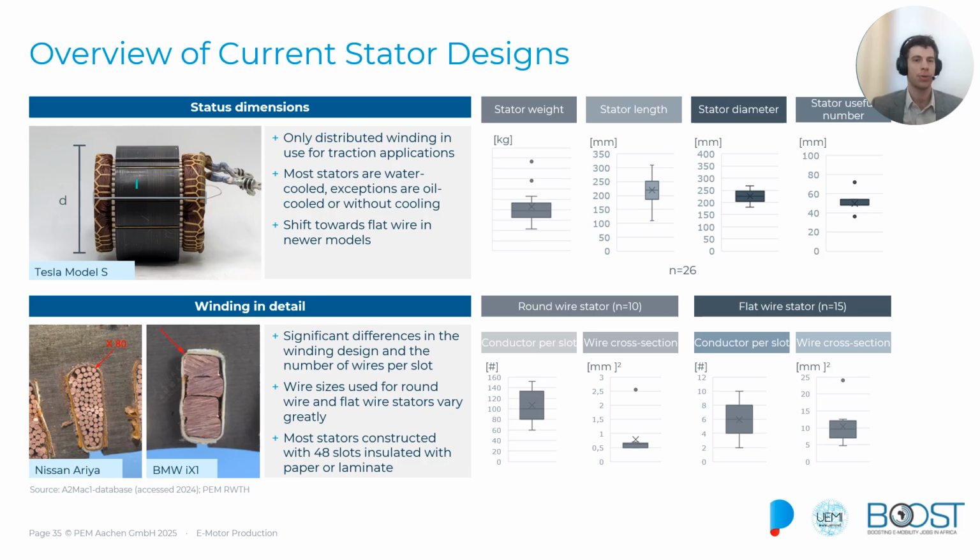This slide shows a lot of average numbers for stators in the current market, but I think the most interesting is the cut view on the left of the Nissan Ariya and the BMW iX1, where we can see the difference between a slot with round and ones with flat wires.